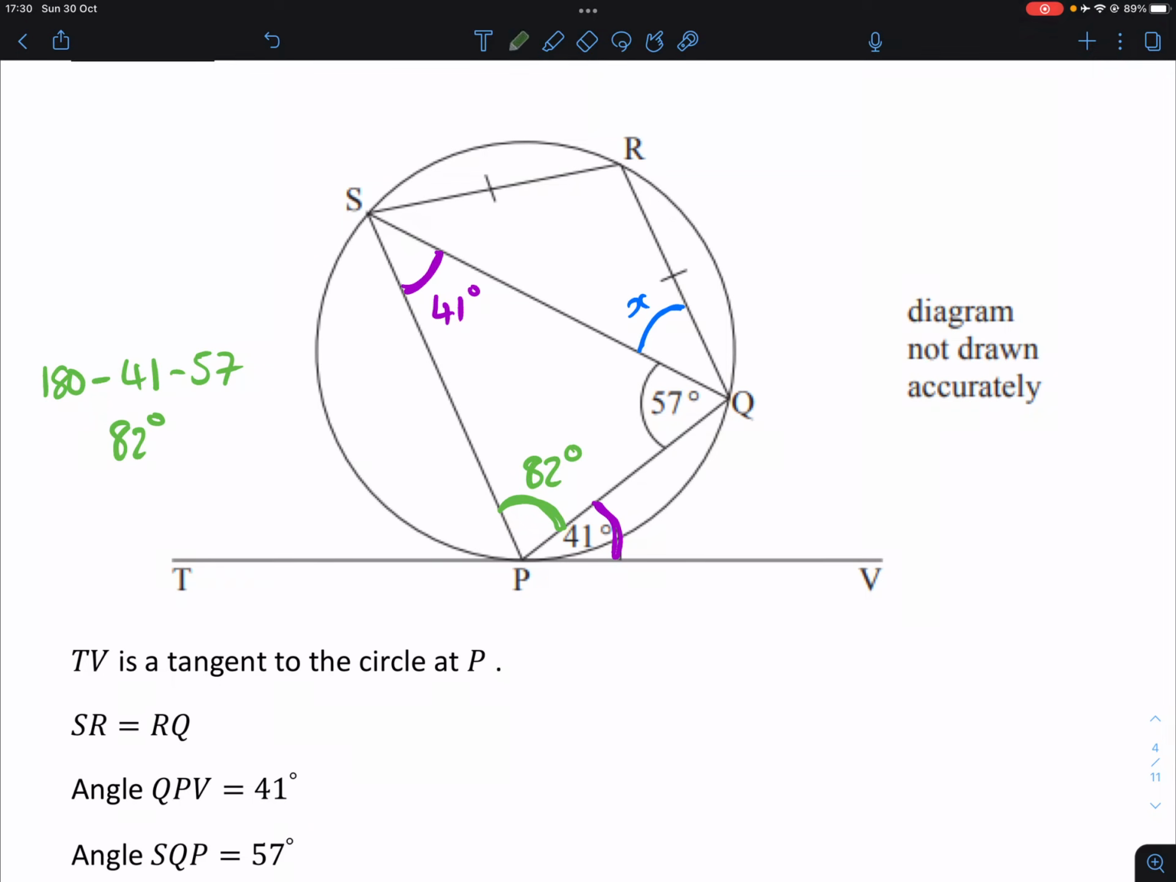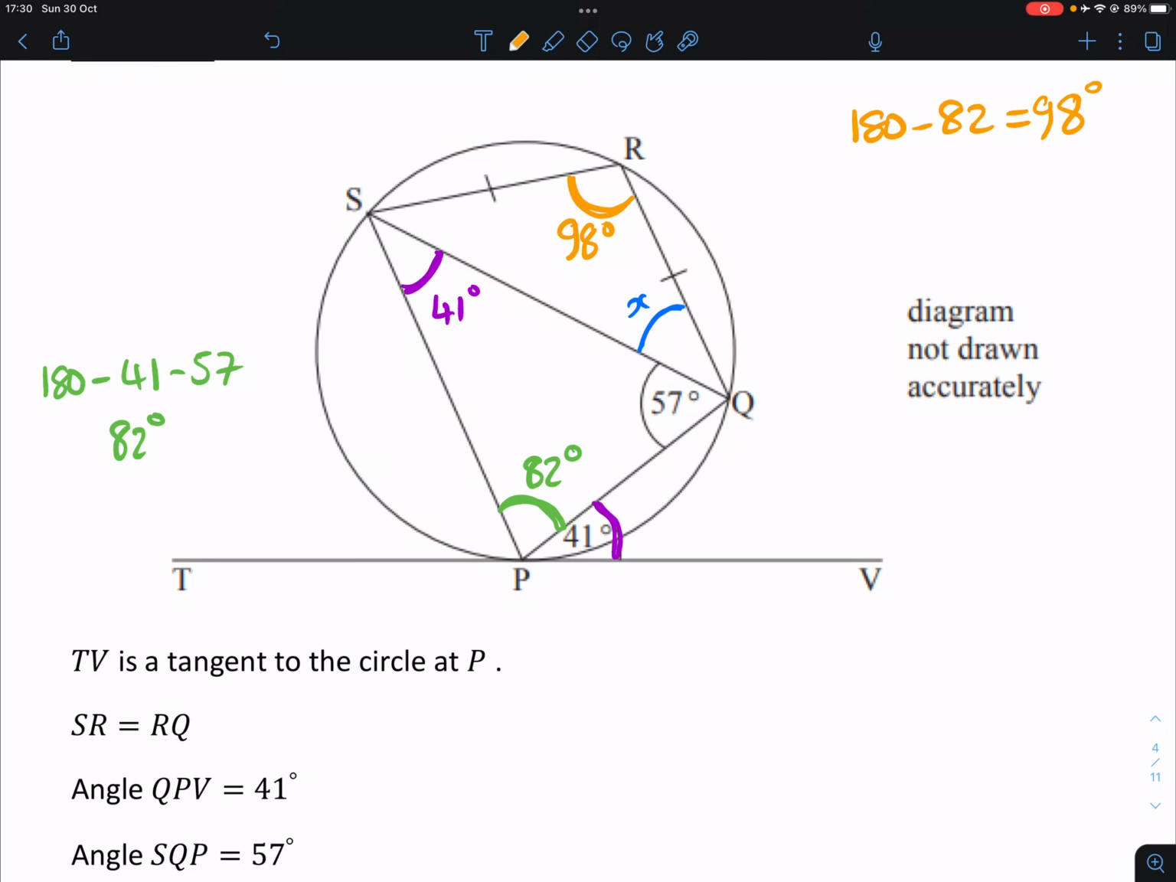It's worth noting that you could have done this another way as well. You could say the alternate segment theorem is why that 57 degrees is the same as this 57, and then instead of angles in a triangle add up to 180, you could say angles in a straight line add up to 180. So you've got two different options there to get that green 82. Once you've got that green 82, we are going to use opposite angles in a cyclic quadrilateral. Opposite angles in a cyclic quadrilateral add up to 180. So if we take this 82 away from 180, we get 98 degrees, which is the size of the angle there.